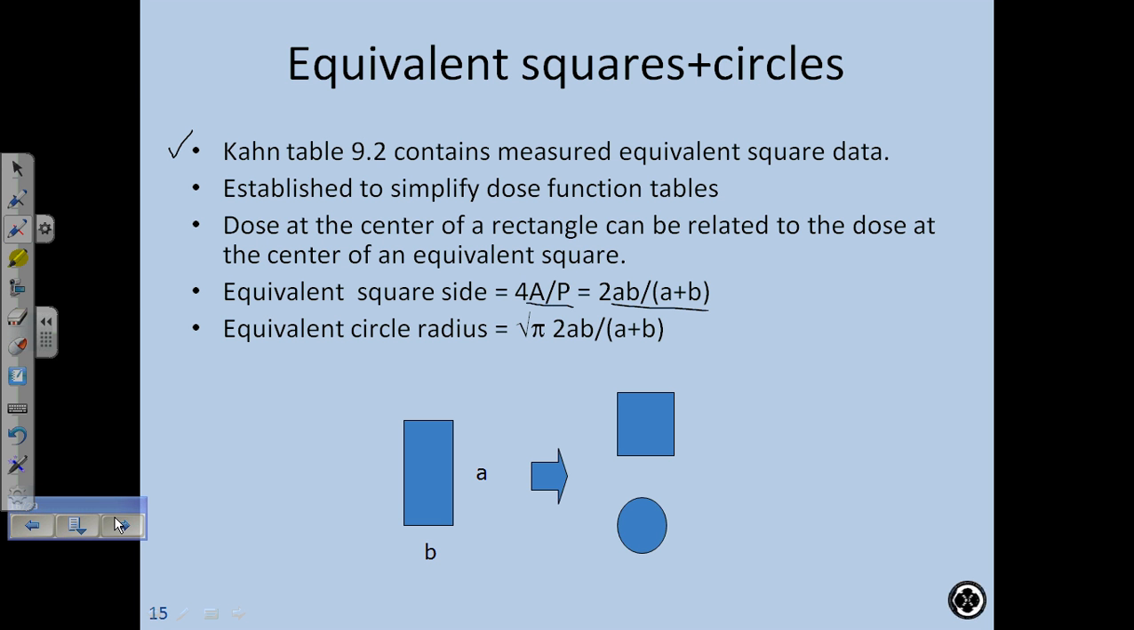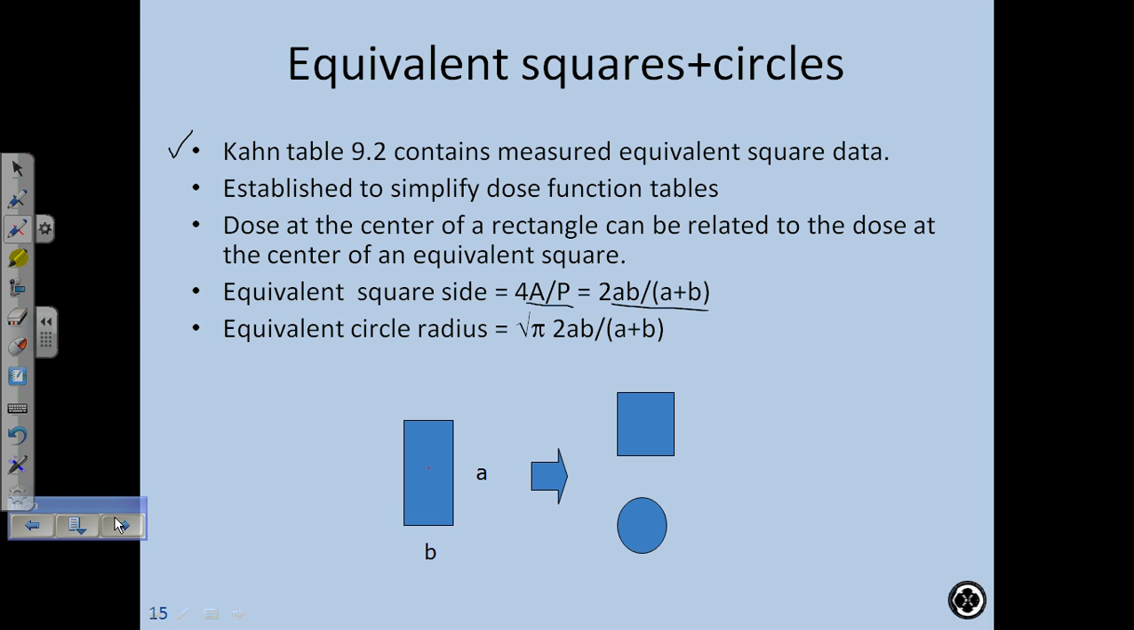But 2 times A times B over the sum A plus B will give you the side of an equivalent square for that rectangle. So if you measure the dose rate for this rectangle in the center, and then set up this square, you'll get the same dose rate. Does that make sense intuitively? This side here is narrower than the square, so you're going to get less scatter, but you're going to get more scatter from this length over here.